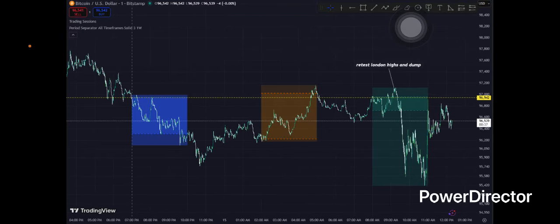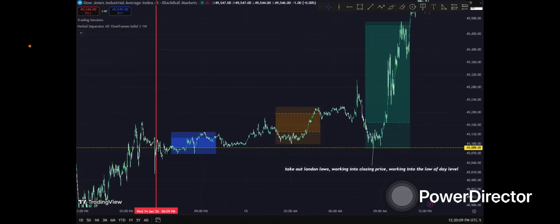Here we're looking at Bitcoin. You can see we have a low of the current day level, a high of the current day level, which is also the London highs. This market coils sideways going into the New York session and pumps back up into that London level, retesting those London highs, triggering those orders that we were talking about, and then selling aggressively into those buyers, right? High of day to low of day, from level to level, from objective to objective.